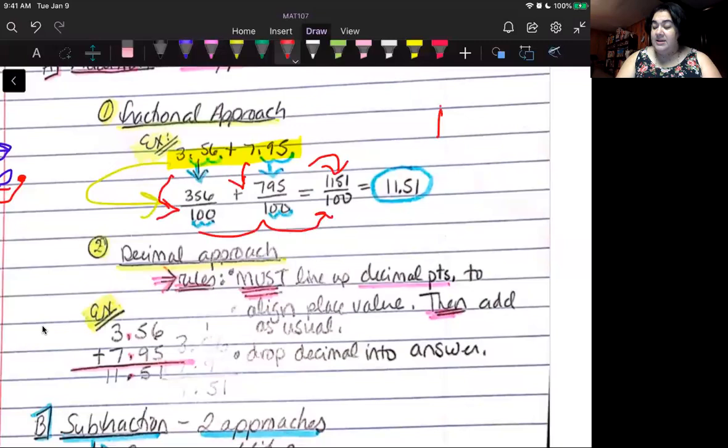Which, if I read it as a whole number, means the decimal point is right here. Because I have a denominator with two zeros, I'm going to move my decimal point two places to the left. So the fraction 1151 over 100 becomes the decimal 11.51. So that's the by hand method.